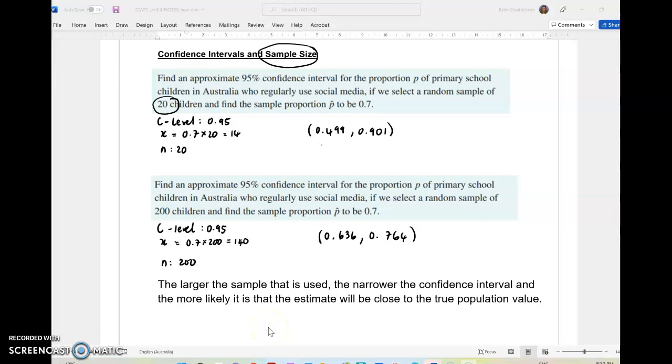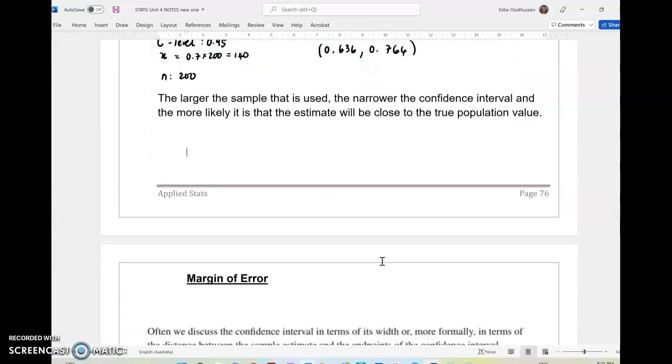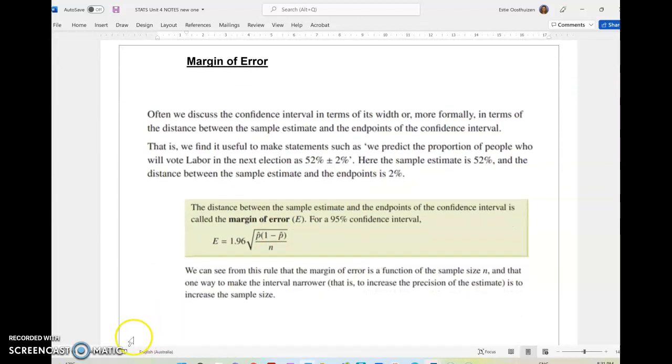Using your graphics calculator, you get these two confidence intervals. For the X, you had to remember the little formula p-hat equals X over N, so X will be p-hat times N. That's what I did to find the X in both cases. Have a good look at these two confidence intervals that you get. You can see that the bigger the sample, the narrower the confidence interval is, and the more likely it is that the estimate will be close to the true population value. All right, in the next video, we'll look at margin of error.